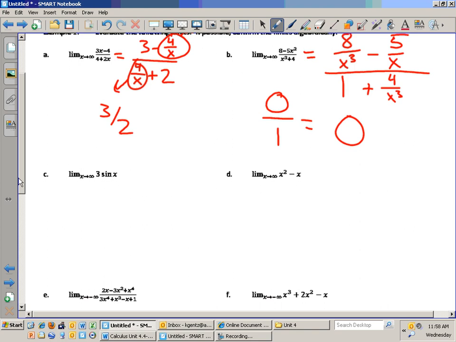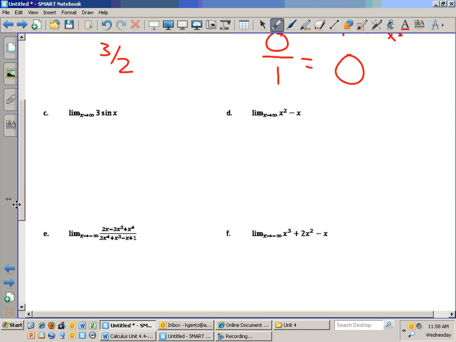All right. Limit as x goes to infinity, 3 sine of x. Sine of x looks like this. Okay? It does not exist. It oscillates back and forth between 3 and -3 the entire time. Sure. Limit as x goes to infinity, we can't confirm it algebraically.